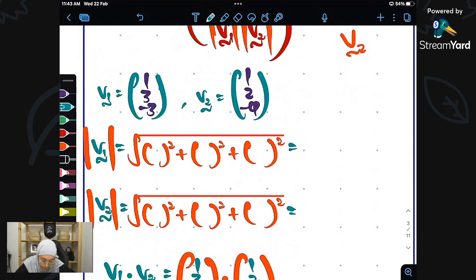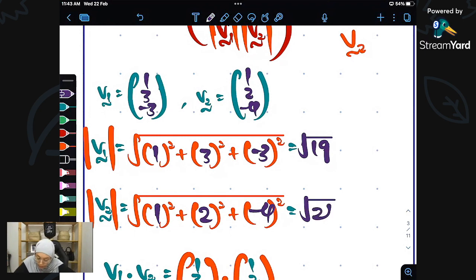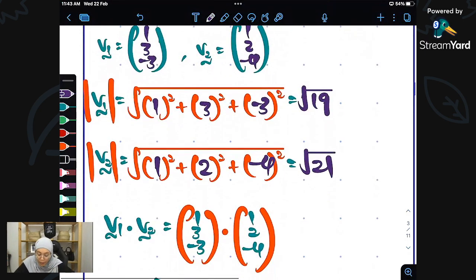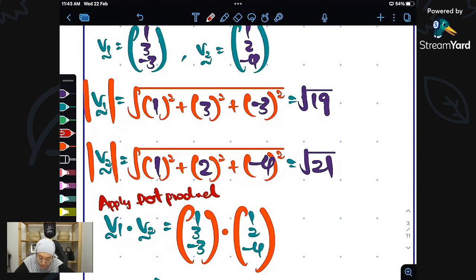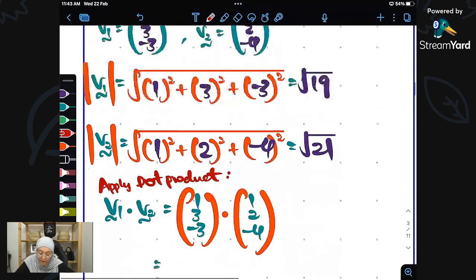So we substitute the numbers 1, 3 and negative 3. You calculate it and you will get square root of 19. And the magnitude of V2, you substitute the values, you will get square root of 21. And then you do the product. This is the scalar product, or I call it the dot product. So apply the dot product as well. The dot product is very easy.